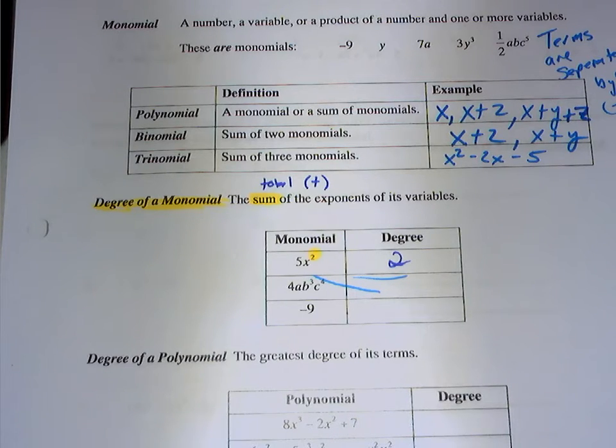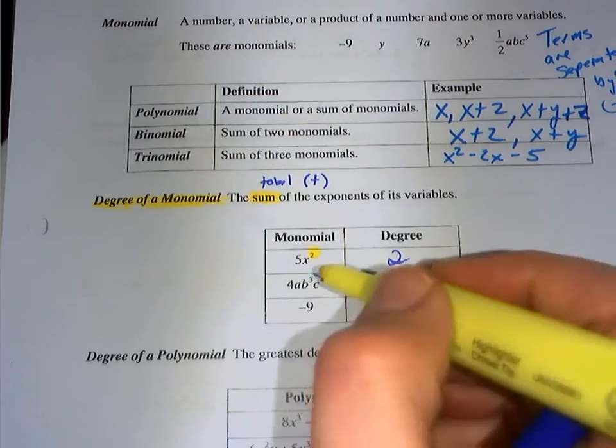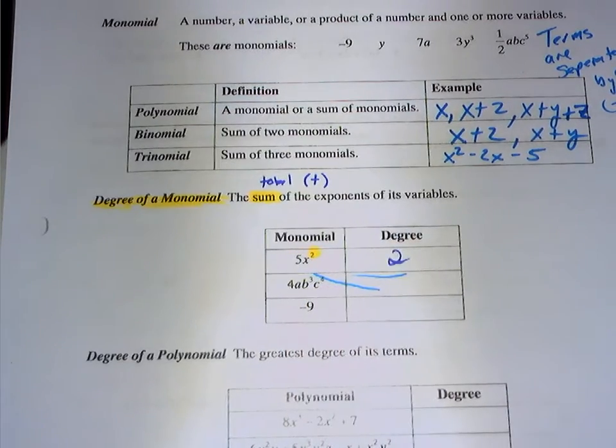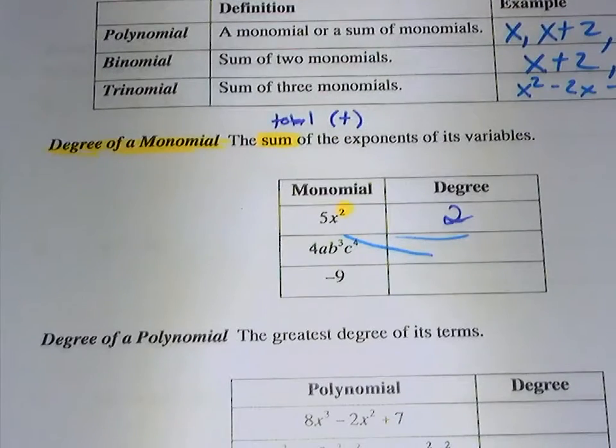Okay, so we call that degree 2. So I look at the next one. I've got 4ab cubed c to the 4th. Okay, so I take a look at that. Let me zoom in because those exponents are really small for me. So it's got to be small for you.